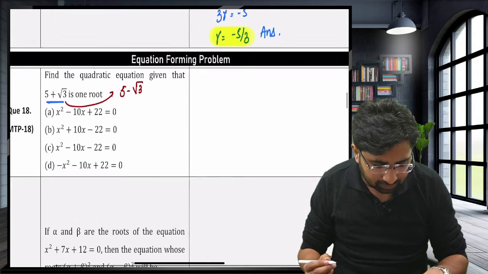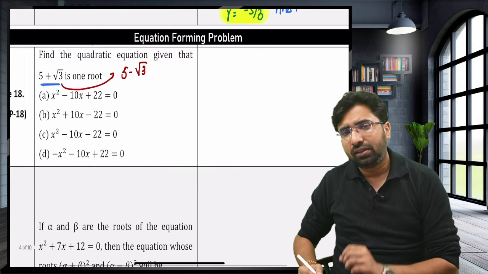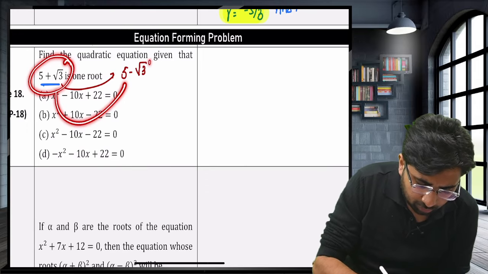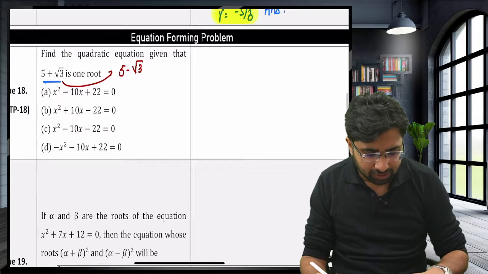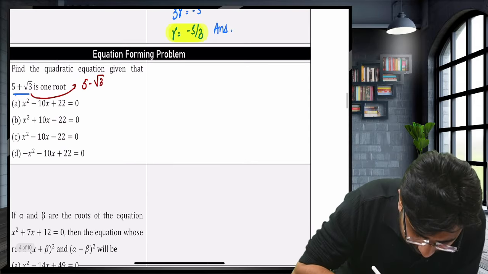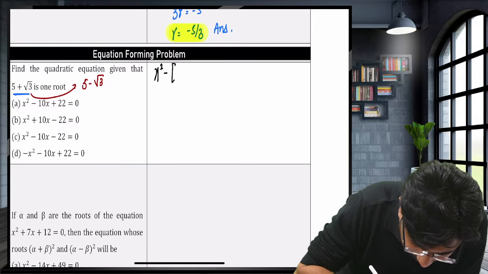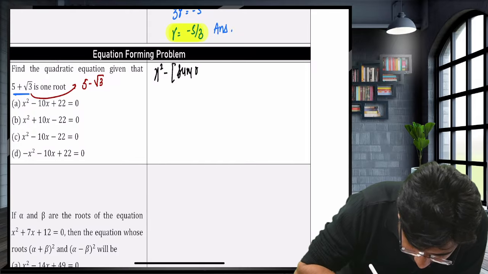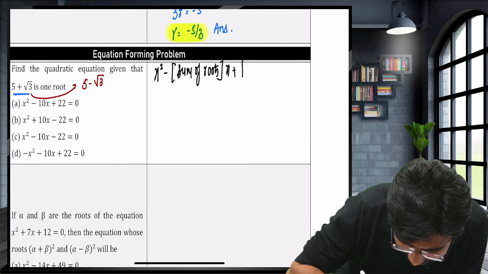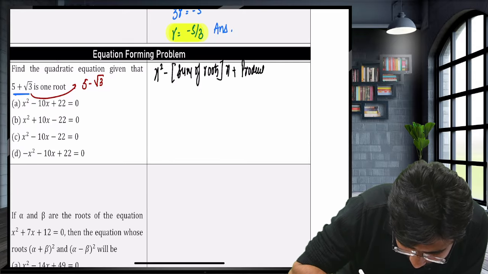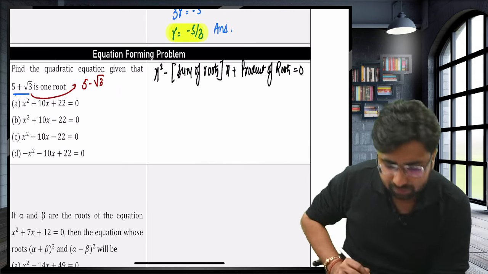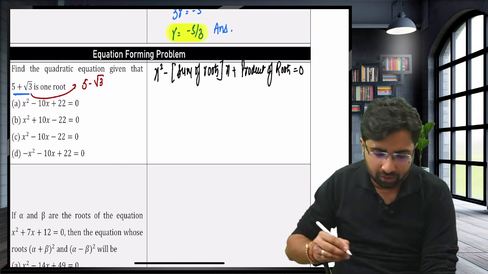Sir, since the roots are irrational, they are always in conjugate pair. If they have given you one root, you already know the another root. Now let's form the equation. Aman sir, formation of the equation formula, I'll write once: x square minus sum of roots into x plus product of roots is equals to 0.